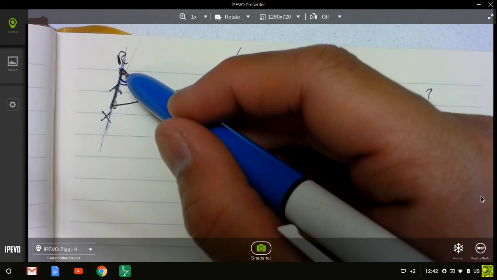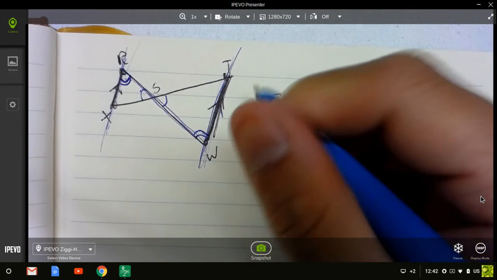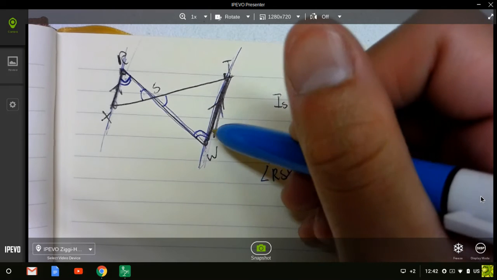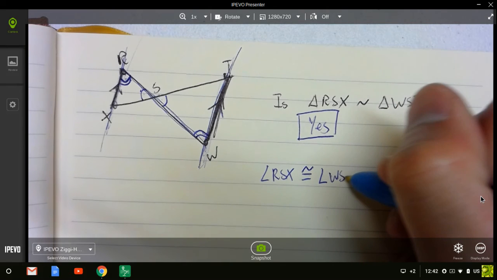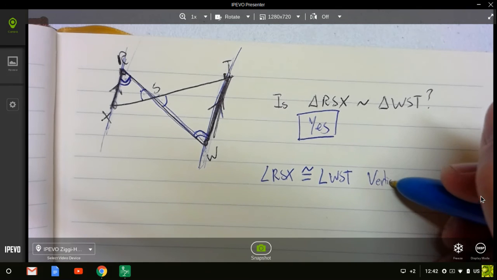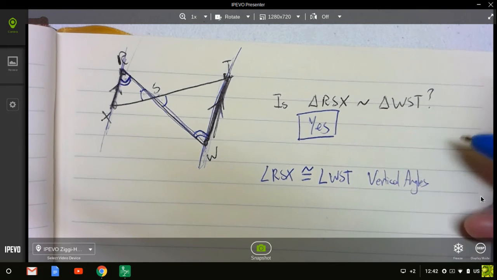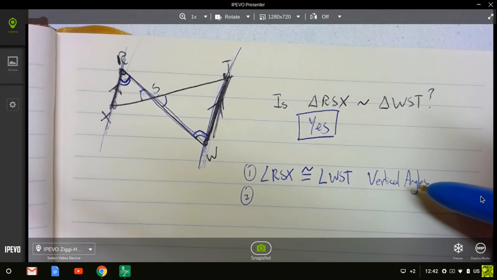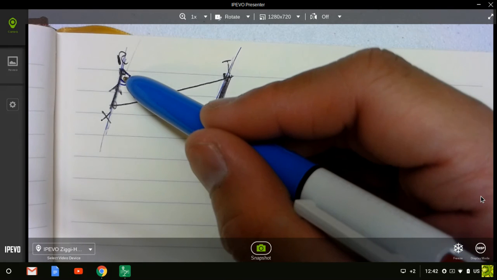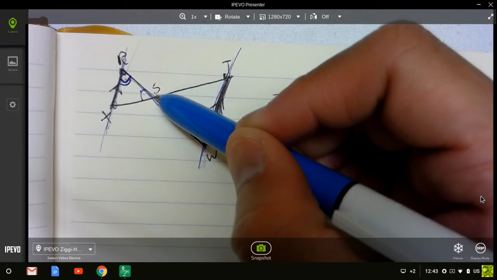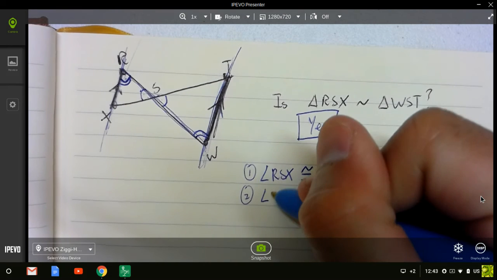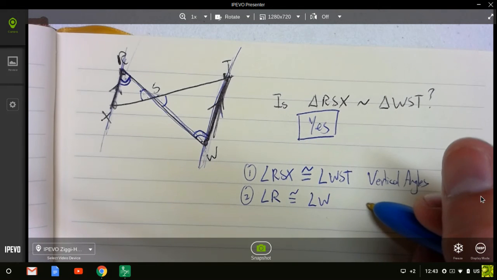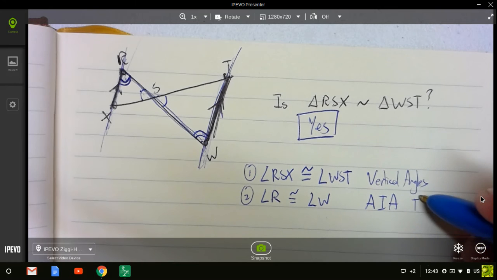So let's first do this one. Angle RSX we know to be congruent to angle WST because of vertical angles. Okay, you can say that as one statement. We're not writing this as a form of proof. We're just writing it to ourselves that we know that because of the vertical angles. And then we also know that angle XRS, or you can just say angle R in this case, in the corner right there, is congruent to angle W because of the alternating interior angles theorem.